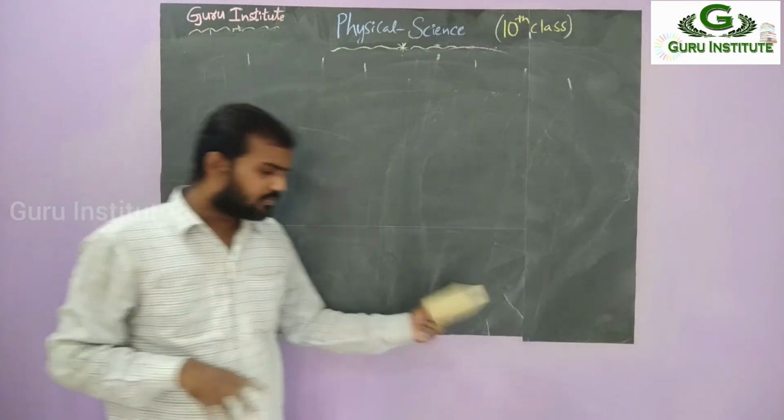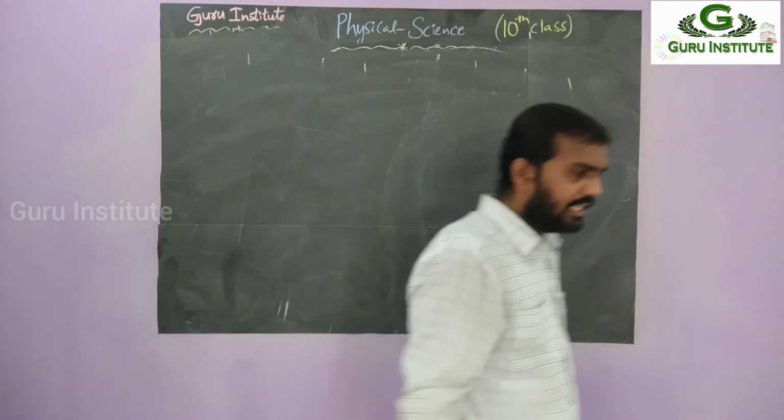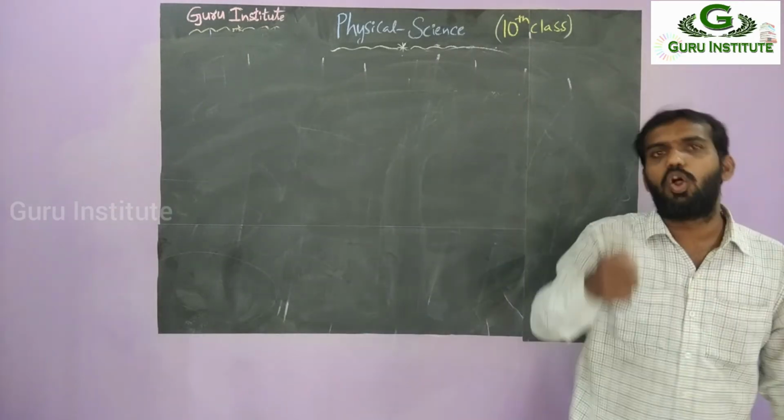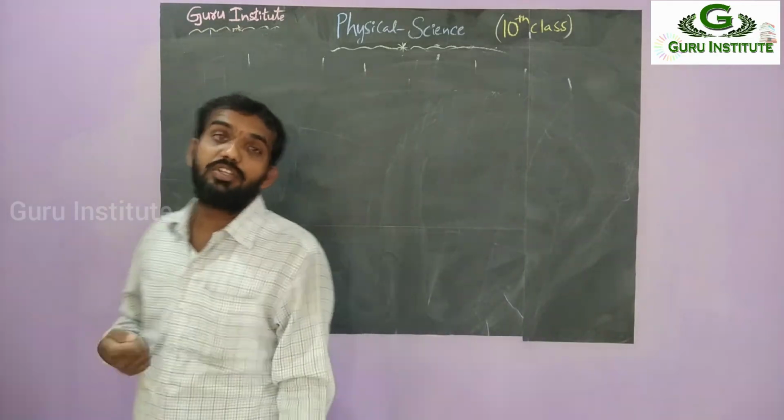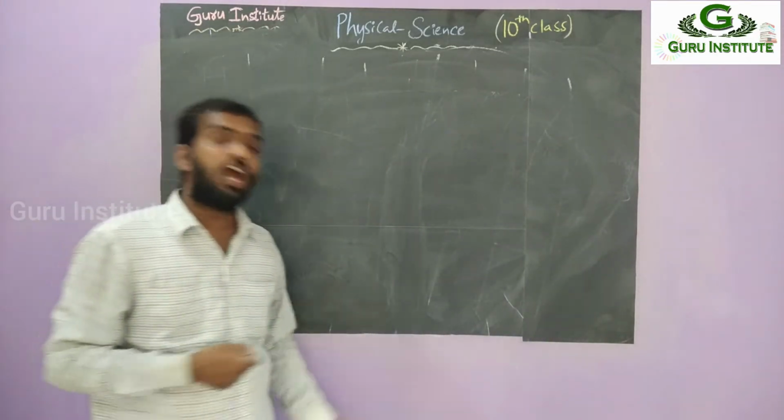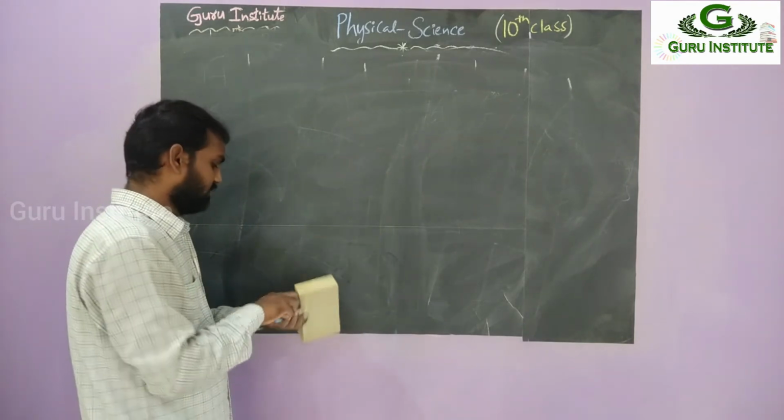Suppose, for example, you take an iron rod and keep it in a flame. Then what will happen? Which colors will we see? In the starting, we will see the red color.